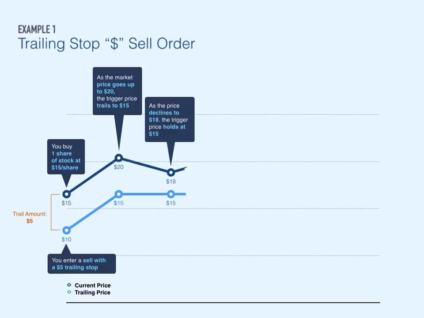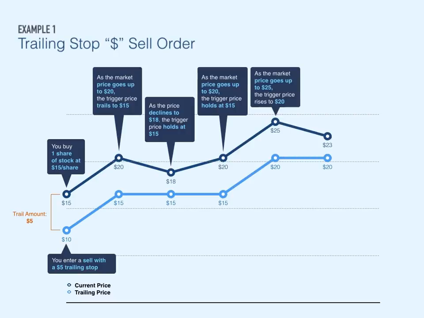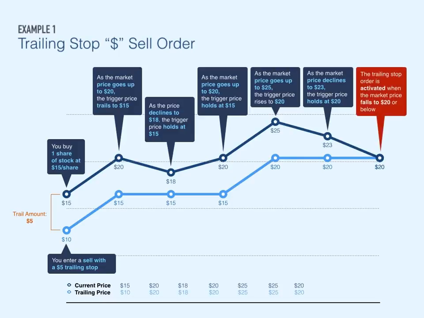If the price goes up to 20, the trigger price remains at 15. If the stock trades above $20, let's say 25, the trigger price rises to 20. And if the market price declines to 23, the price holds at 20. The trailing stop order is activated when the market price falls to $20 or below.